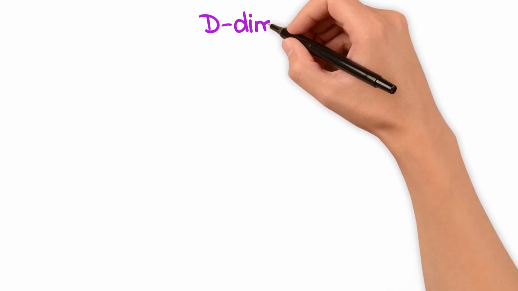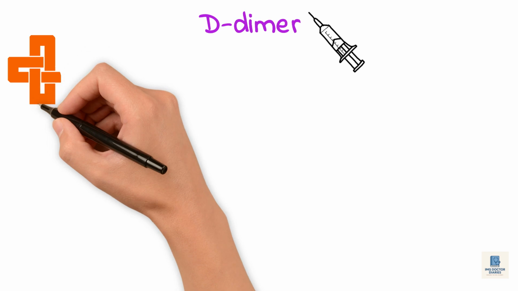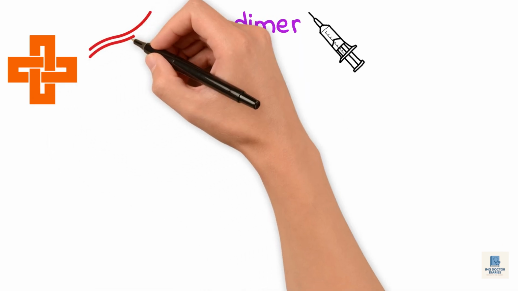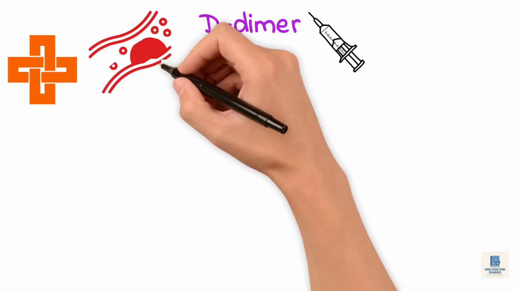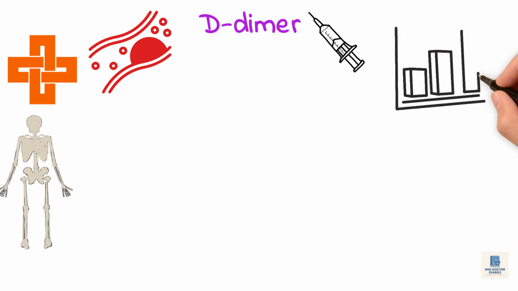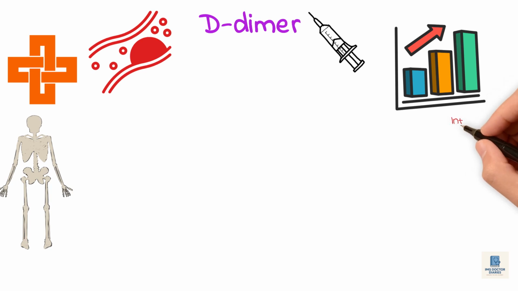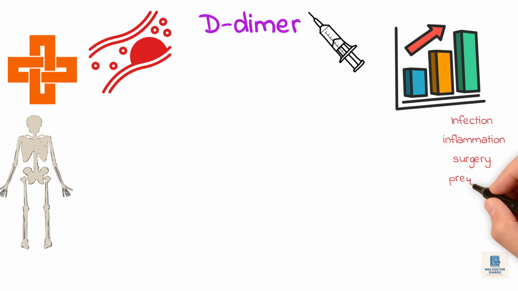All right, so if it is PE unlikely, you do a D-dimer. But what actually is a D-dimer? It is a breakdown product of cross-linked fibrin. So it basically tells you that there has been clot formation and breakdown somewhere in the body. It is very sensitive. So if it is normal, it pretty much rules out a clot. But it is not specific at all. It can be raised in infection, inflammation after surgery, or even just in pregnancy. That is why we always use it together with the Wells score.